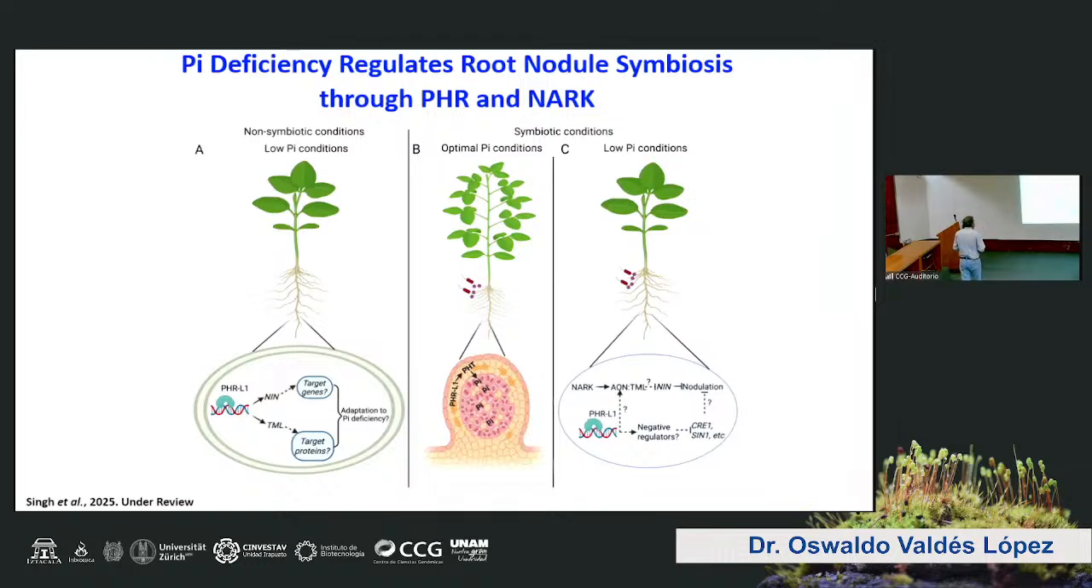With all of this data, we have this model. This is under non-symbiotic condition, but under low phosphate condition. So basically, PHR is activating the expression of NIN. We don't know what target genes NIN has under this particular condition. The same PHR activates TML. We don't know so far the target proteins, but we are hypothesizing that in combination, NIN and TML are required for the plant adaptation to phosphate deficiency.